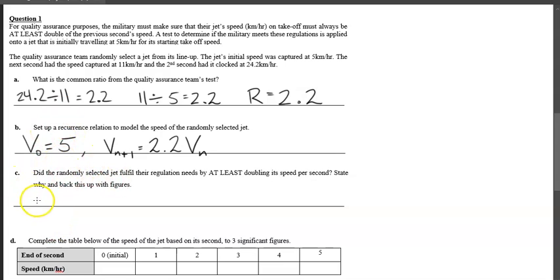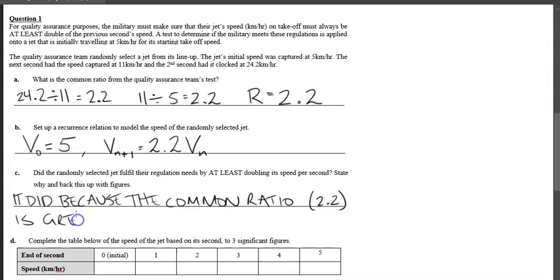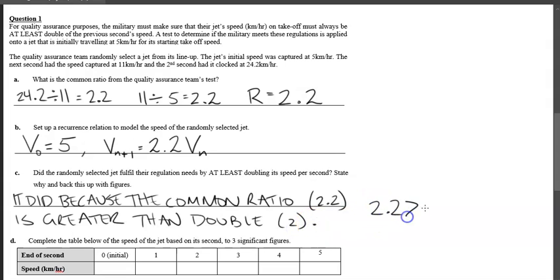So we can say that it did fulfill the regulation, because the common ratio, in brackets 2.2, is greater than 2, or greater than double. In math terms, that would just be 2.2 is greater than 2.